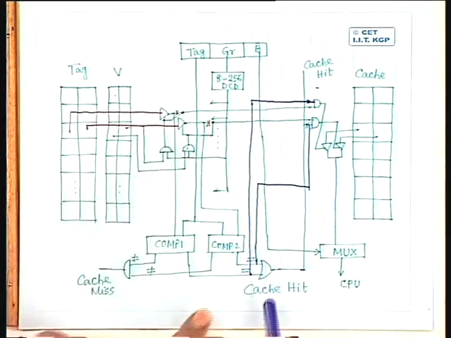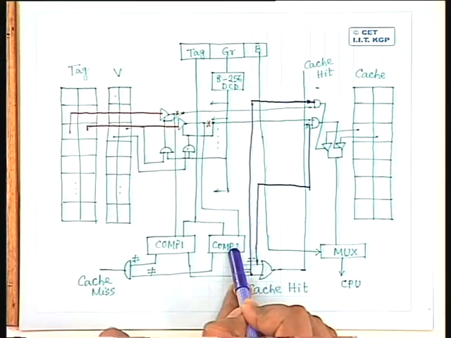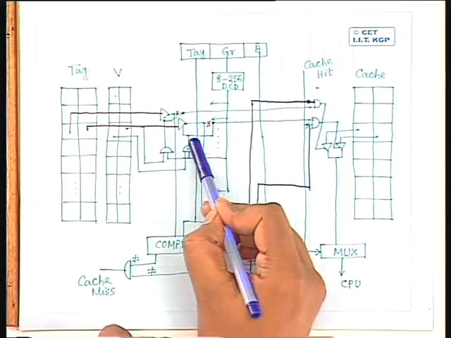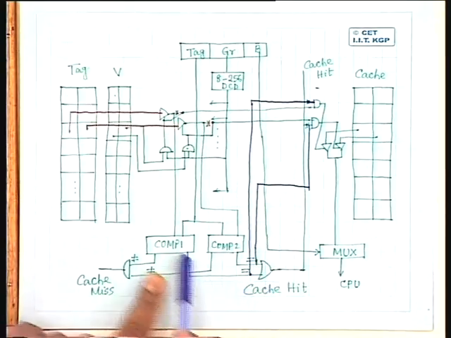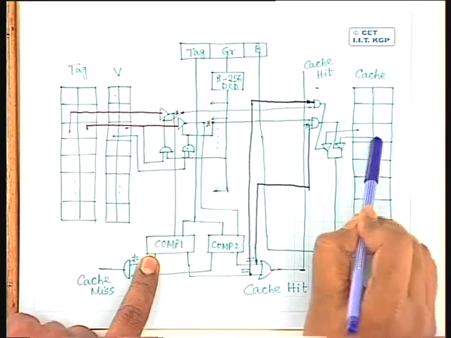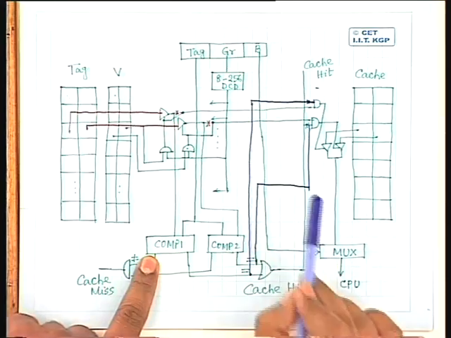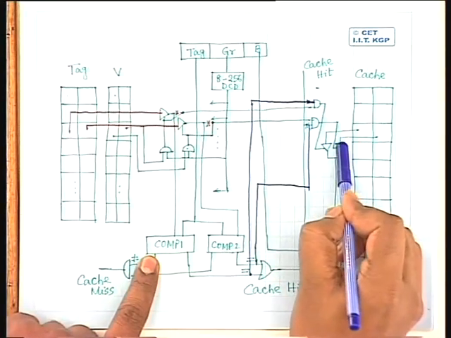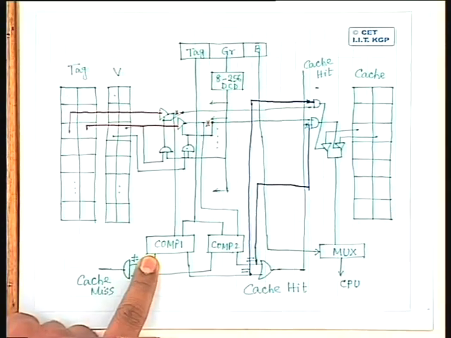Instead of that, if you take the cache hit as given by the individual comparators and AND them with these AND gate outputs, in that case one of these buffers will be enabled, because both the comparators cannot give output signal equal. If both of them give equal, that will indicate that both these cache lines contain the same data block, which is not possible. So only one of these buffers will be active, and the corresponding output data from the corresponding cache line will be available at the input of the multiplexer.